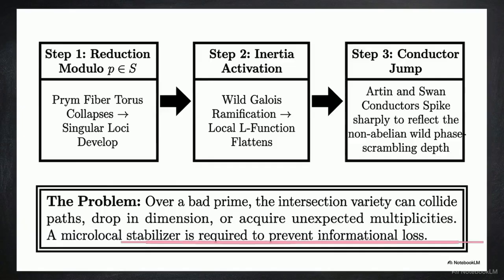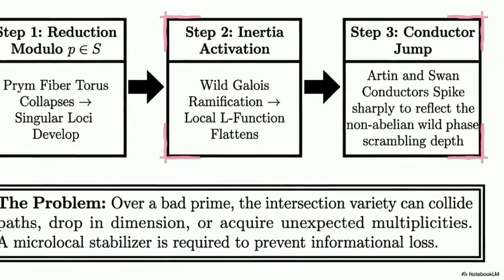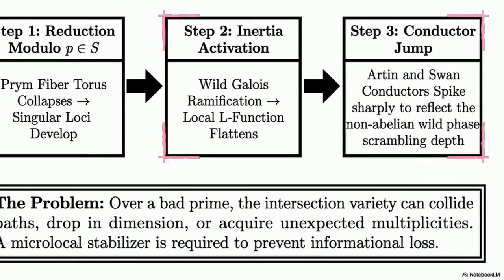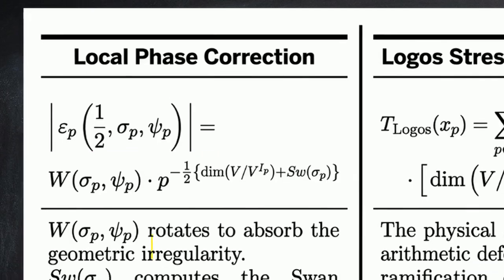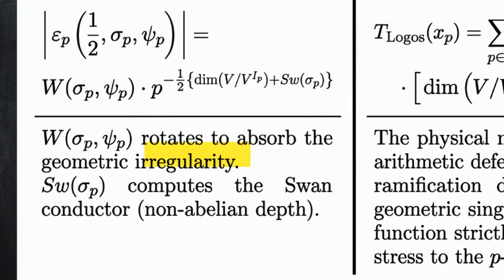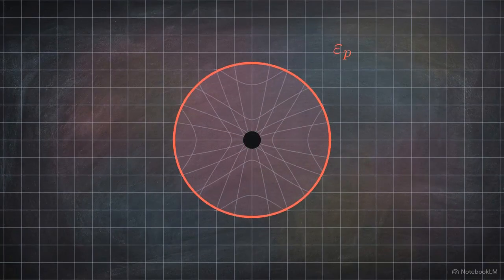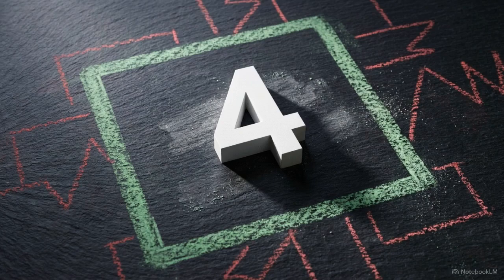This framework must also account for exceptional bad primes, where the geometry degenerates and conductors spike. These moments of ramification threaten to scramble the intersection data. The local epsilon factor acts as a micro-local stabilizer. It injects a phase correction that absorbs the geometric irregularity and counterbalances the singular locus at that specific prime. This mechanism isolates the stress of the singularity to a point source. It prevents informational loss, ensuring the global intersection number remains stable despite localized arithmetic defects.